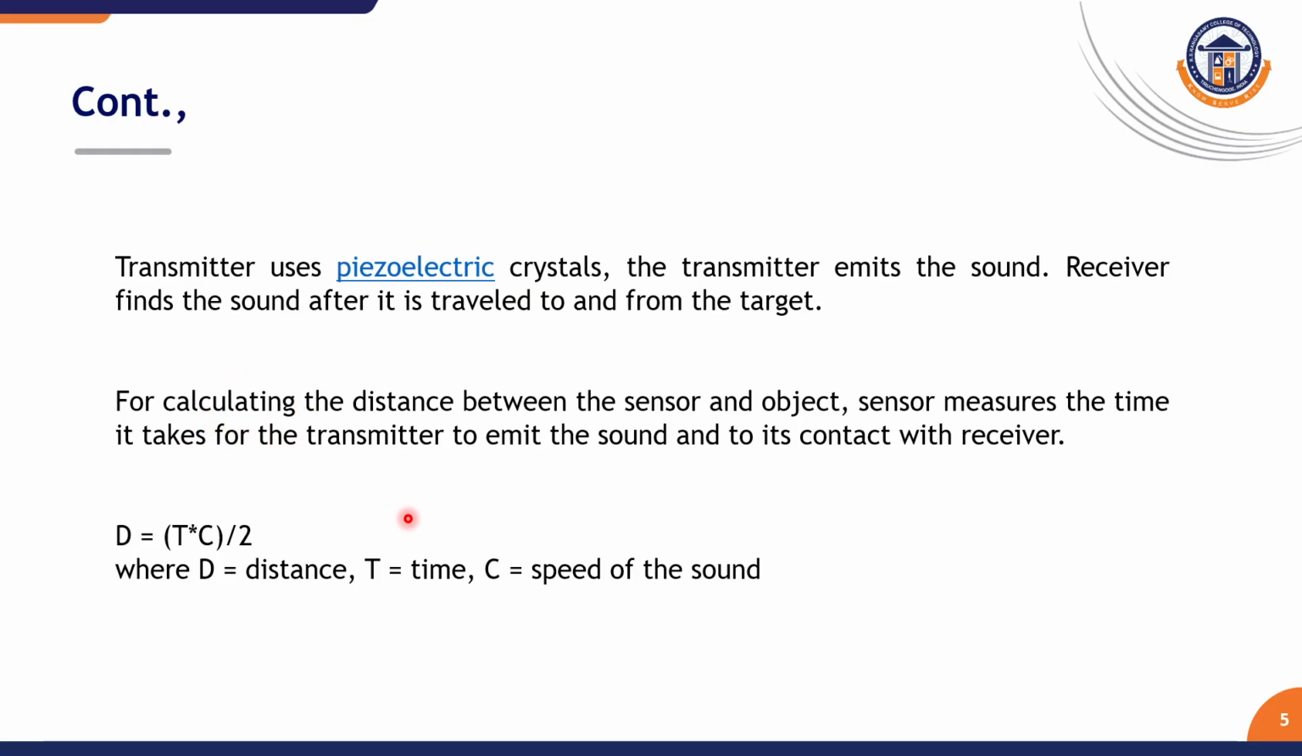For calculating the distance between the sensor and the object, the sensor measures the time it takes for the transmitter to emit the sound and for it to contact the receiver. The total time calculated is multiplied with the speed of the sound and divided by 2, and we can calculate the signal distance. A transmitter uses a piezoelectric crystal for generating the sound, and the receiver finds the sound after it has traveled to and from the target.